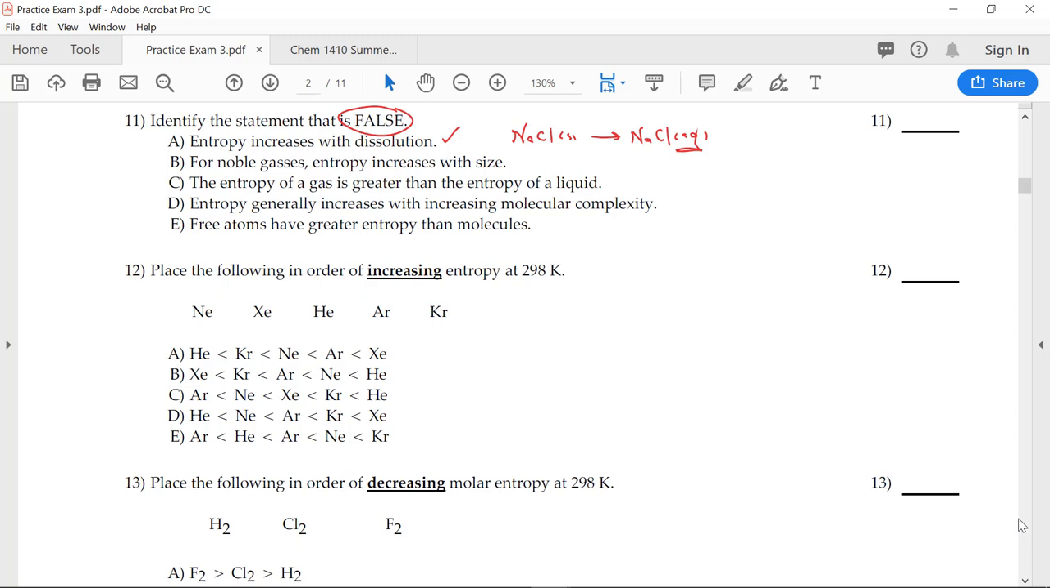B, for noble gases, entropy increases with size. That is correct. For example, you have the entropy for helium, neon, argon, krypton, xenon. So the entropy will increase from top to bottom. When you look at the periodic table, helium sits on the top, and xenon sits on the bottom. The size, or molar mass, is one of the factors governing the entropy. When molar mass increases, entropy will also increase.